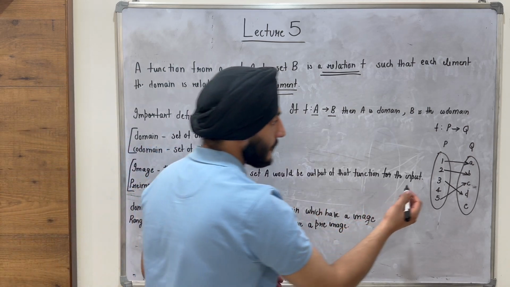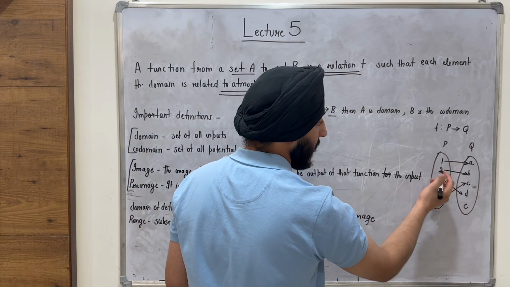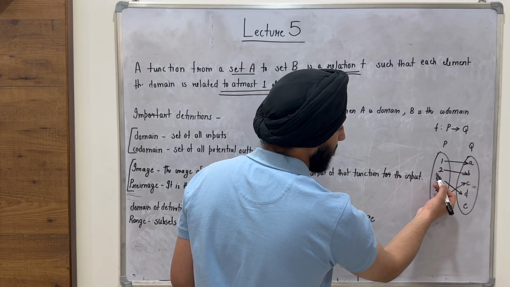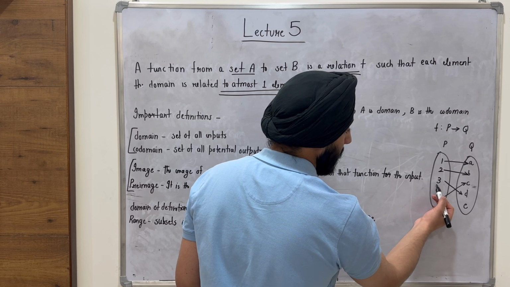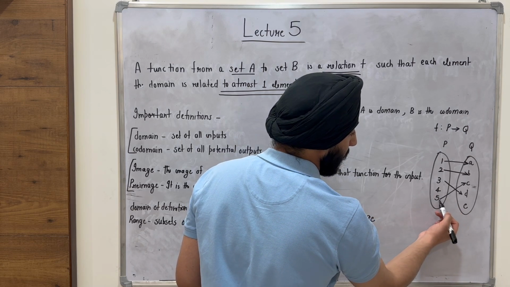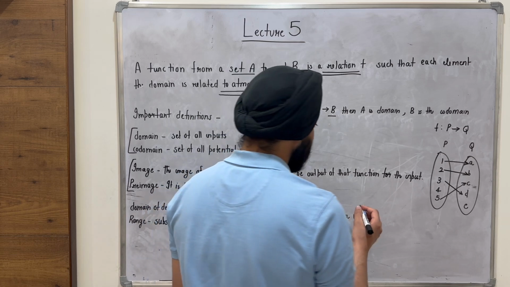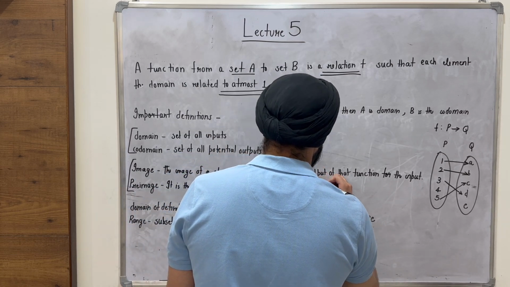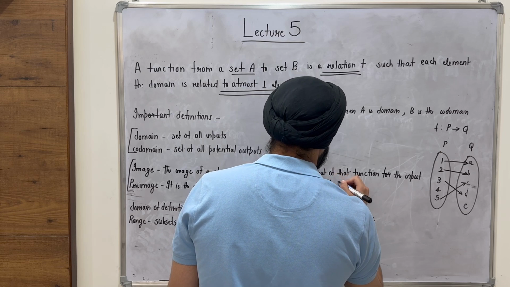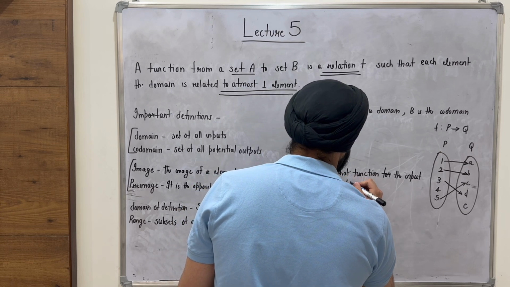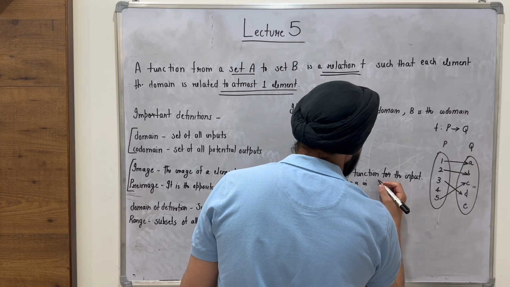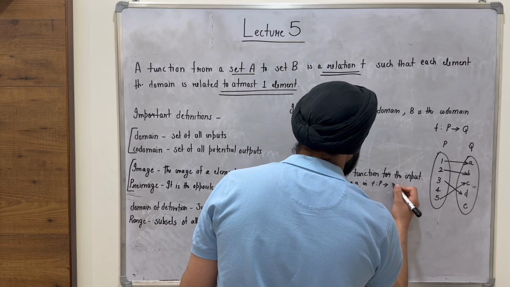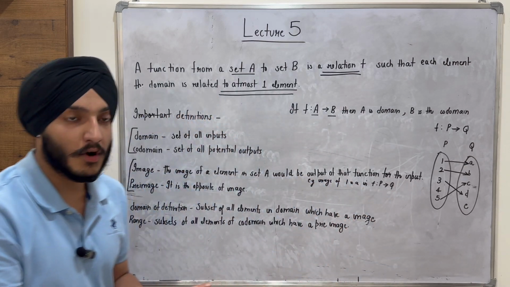Now, same way, what this function is doing is giving an image of 1, which is A. It's giving an image of 2, which is B. Image of 3 is D. Image of 5 is C. So, for example, image of 1 is A in f: P to Q. So I hope you have a good understanding of what is an image.